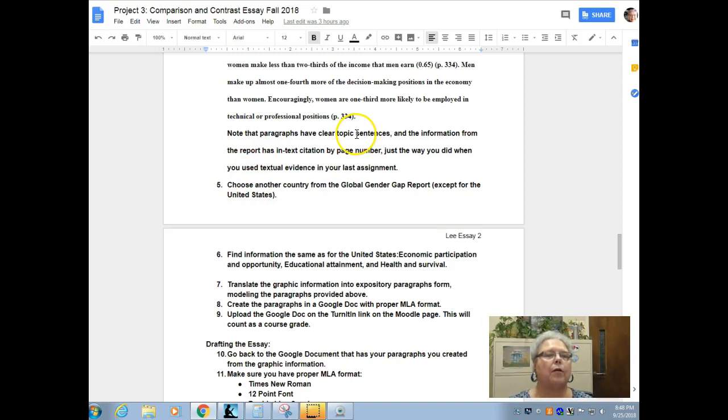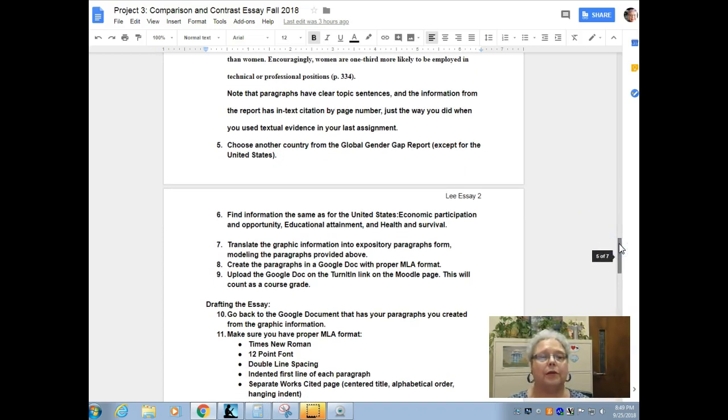Okay, so note that all the paragraphs have clear topic sentences. The information from the report has in-text citations, those in parentheses with the page numbers, just the way you did when you used textual evidence. This is evidence from a graphic instead of from a written document. So, what do you do with that? Well, I'm giving that to you. That is yours to use, that the United States.